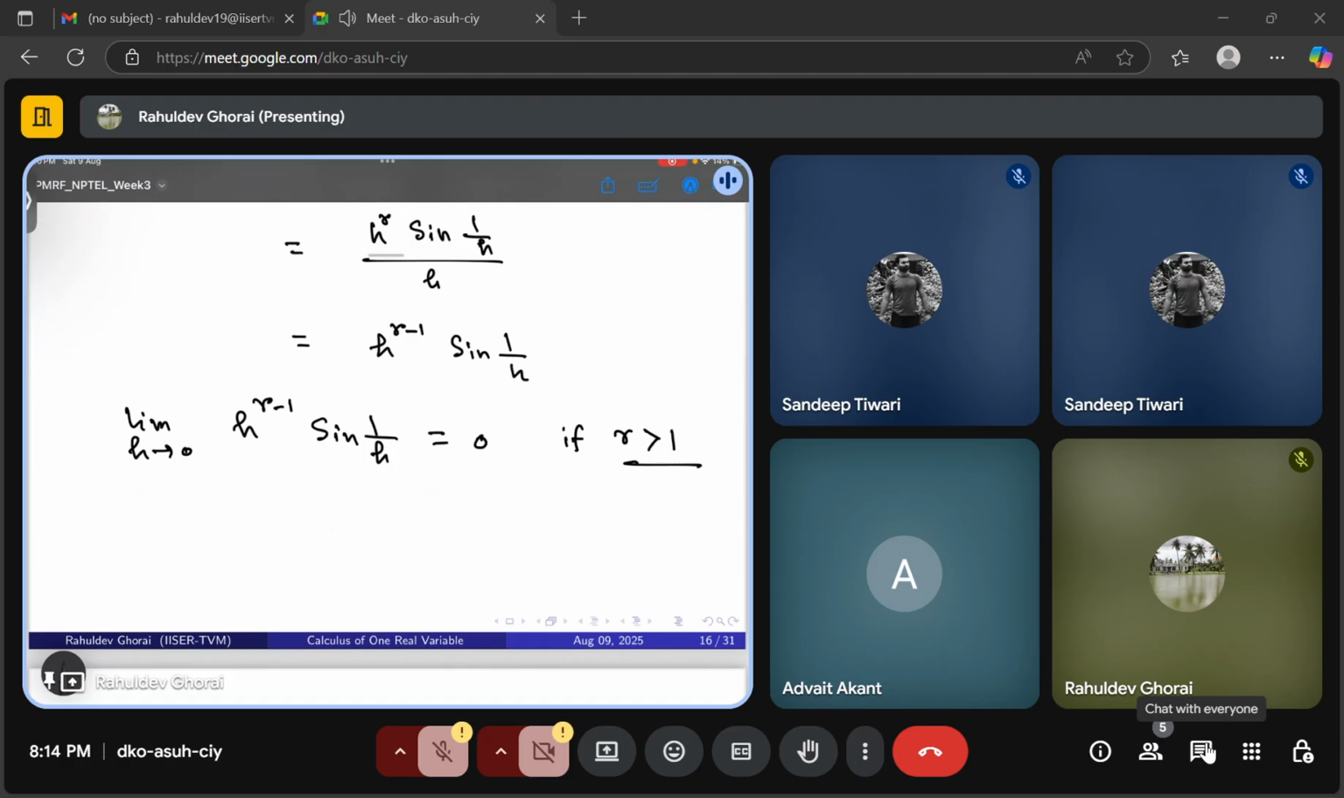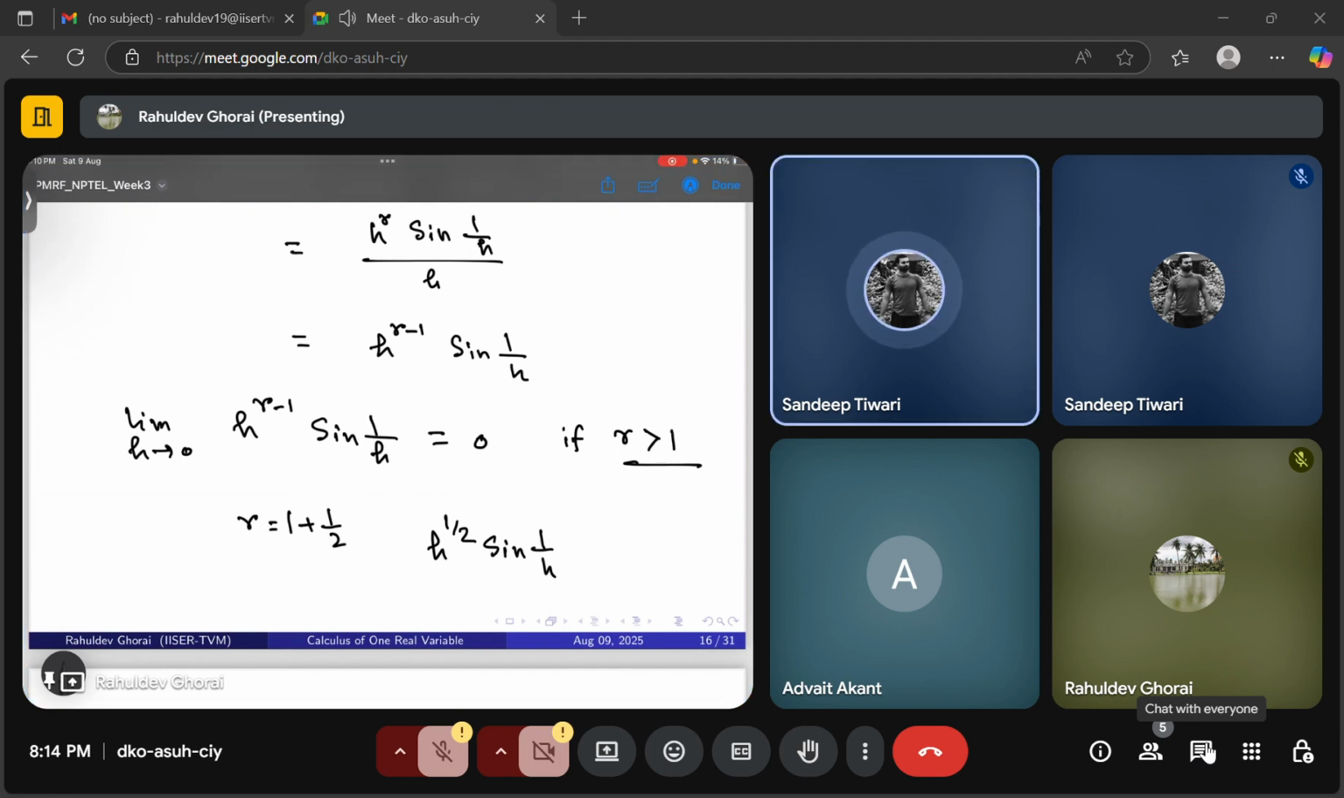It's not coming for all values of r which is greater than 1, right? Because let's say r is equal to 1 plus half, then it will be h to the power half sine of 1 over h. Sir, it is a bounded function, sine 1 by h, and h to the power half is a null sequence, so it will be a null sequence eventually.